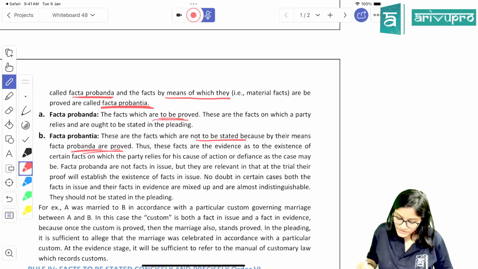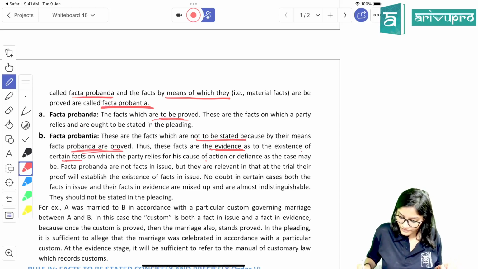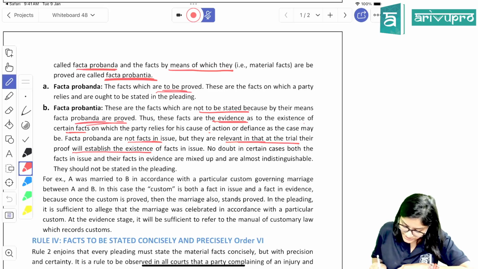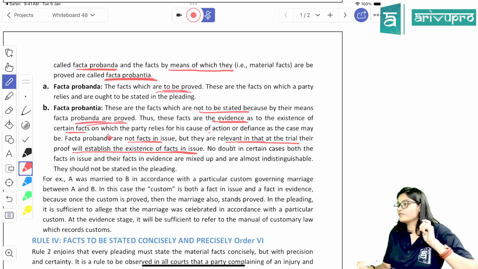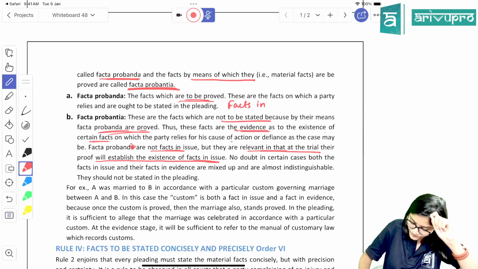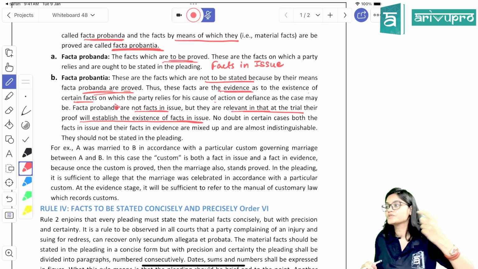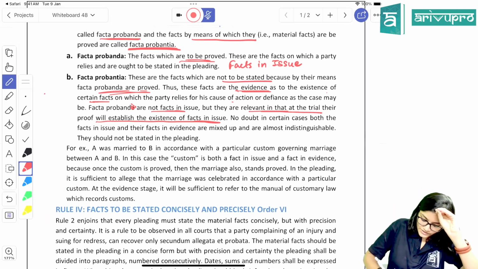Thus these facts are the evidence as to the existence of certain facts on which the party relies for his cause of action or defenses, as the case may be. Facta probenda are not facts in issue, but they are relevant in that at the trial their proof will establish the existence of facts in issue. Sorry, this is facta probentia. Facta probentia are not facts in issue. These are facts in issue. But what is facta probentia? They are the relevant facts which will help you to prove the facts in issue. So this is the fact in issue and this is the relevant facts.